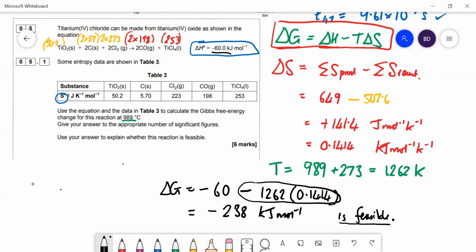That was just a quick thing before we finish off. The reaction is feasible. Does that mean it will happen? Well, we don't know, because it doesn't tell us anything about the rate of reaction. It just tells us it's thermodynamically possible. The rate might actually be very slow. Anyway, I'm going to leave that there, and that's the end of question 5. We'll do question 6 and the rest of the paper in the next video.